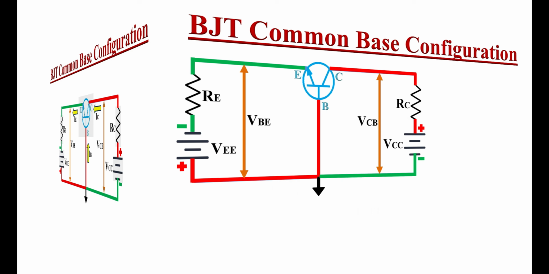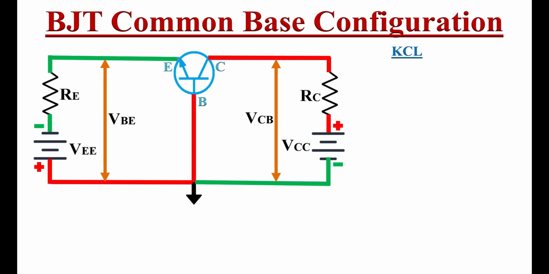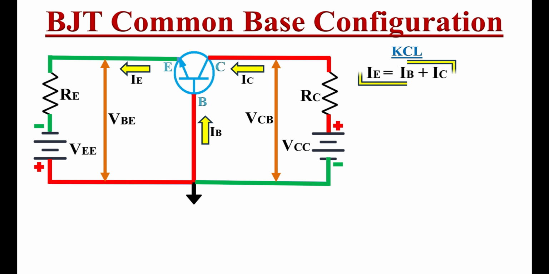Here we apply Kirchhoff's current law to obtain the relationship between emitter current, base current and collector current. According to KCL, the sum of the entering currents are equal to the sum of the leaving current. In this circuit, we can see that IE is the leaving current and IB and IC are the entering current. So here IE equals to IB plus IC. We will just note down this as first equation. This equation is true when transistor is operating in active mode.